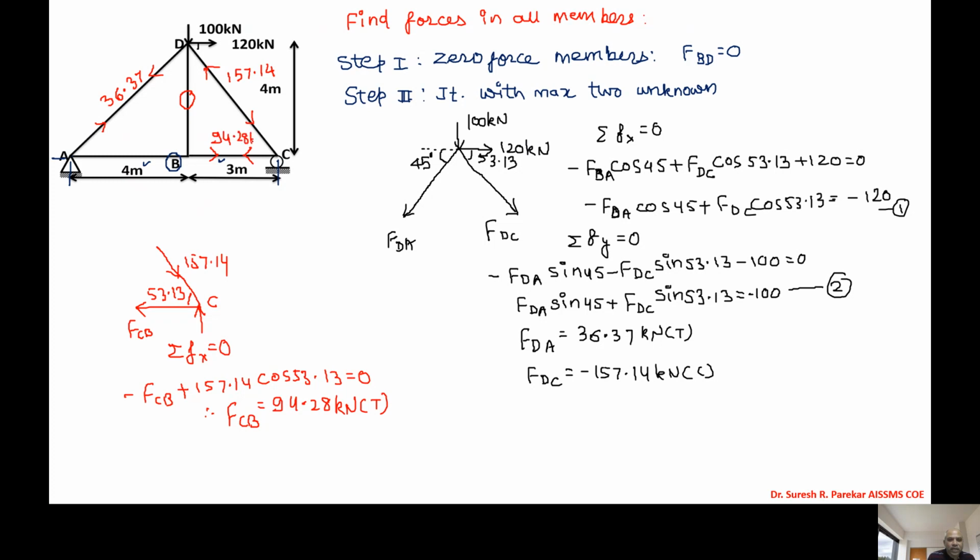Similarly, if I consider joint B, now at joint B this is 0, and the force in this is 94.28, so automatically this will be equal and opposite, 94.28 in FBA. This is joint B, and therefore the force in this member is 94.28 kilonewtons. And these are the forces in all members of the truss.